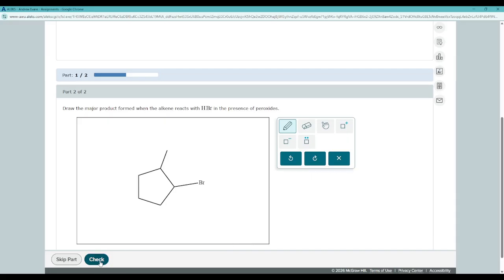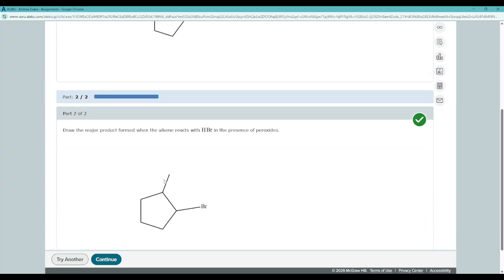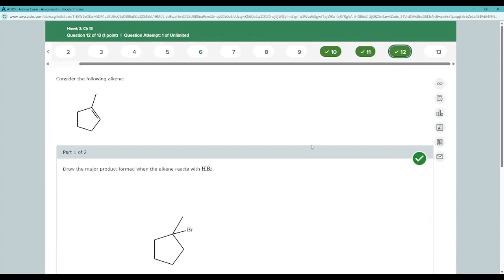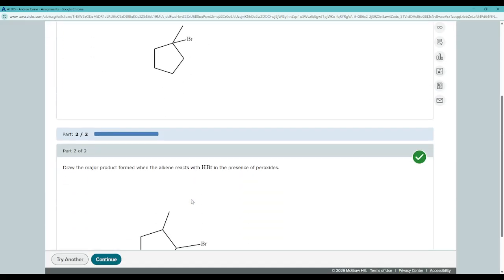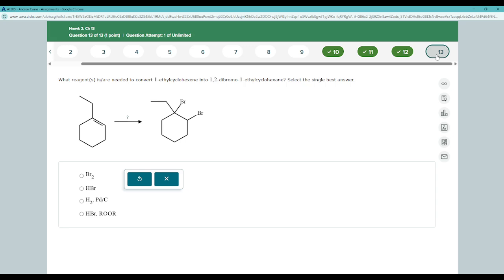Draw the major product. I don't think they care about stereochemistry. No, they do not. So, recognize peroxide versus non-peroxide, radical versus non-radical mechanism. If you can recognize that difference, that's all it is. It's the same thing. Then what reagents would be needed to convert this guy into that guy?